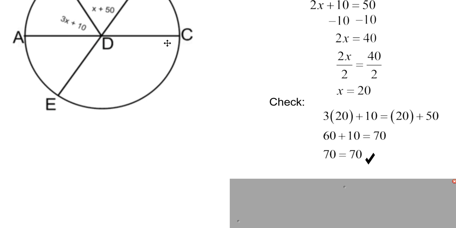But what about the others? So let's go back to our diagram and fill in what we know. These two angles are 70 degrees. Could we find the remaining three angles in our diagrams? ADE, BDC, and EDC.